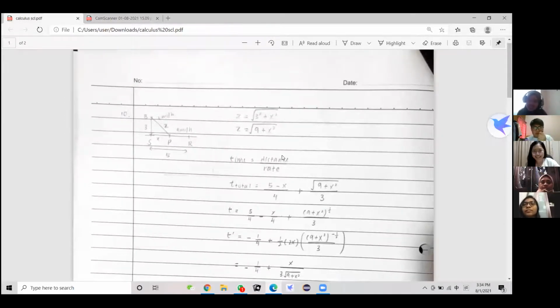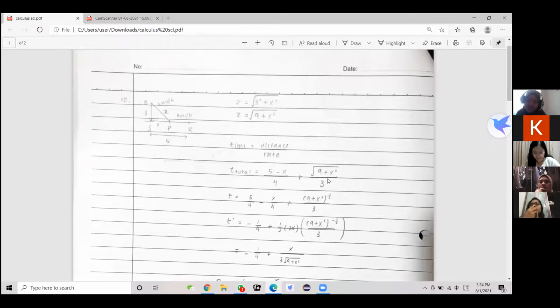Can you guys see? Yes. Okay, so the question for number 10 asks at which point of the shore should the person land to minimize the total travel time. B is the boat, S is the shore, P is the point P, and R is the restaurant. This one is the distance between B, the boat, and point P. I write it as Z, the distance.